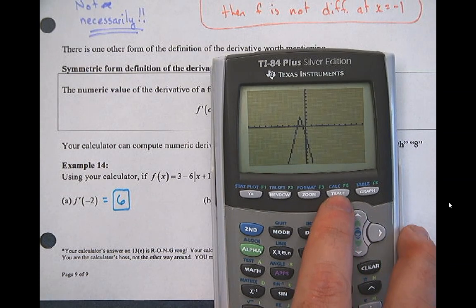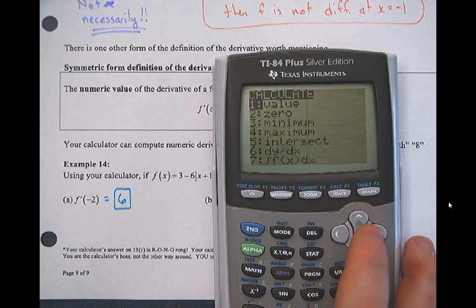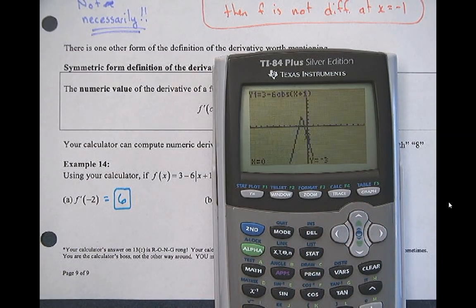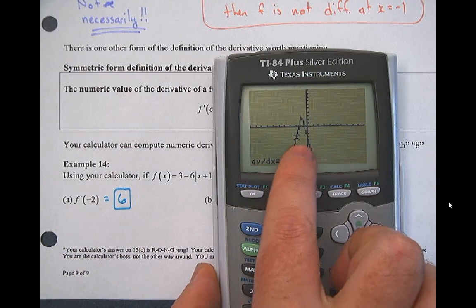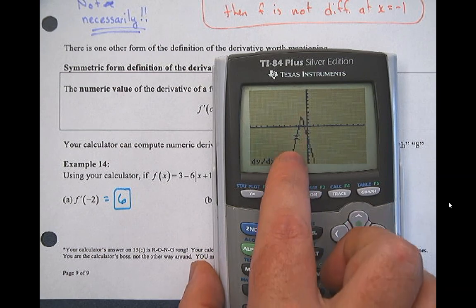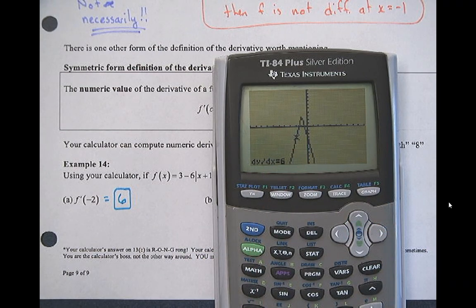Everything good on your calculator for graphing is underneath calc. So when I go second calc, you'll see right there, I've got dy/dx. I can select that, and now I can just type in the x value that I want. So if I want my x to be -2, I type in -2, and it spits back the slope of the tangent line, which is nice because the tangent line is just this line right here. The slope of that line is 6. The derivative there is 6.